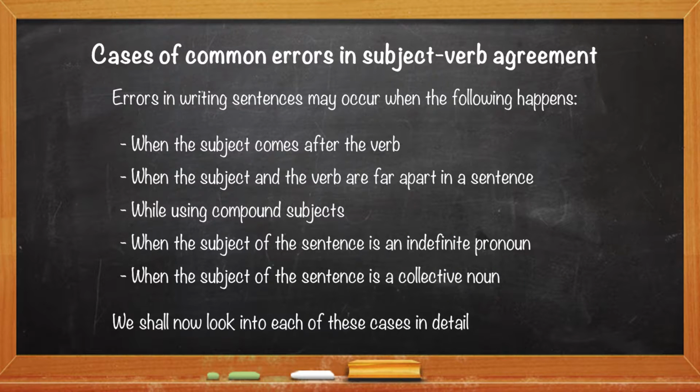Look at this slide and try to understand the rules. Cases of common errors in subject verb agreement. So, when do we make errors in subject verb agreement in written sentences? When the subject comes after the verb, when the subject and the verb are far apart in a sentence, while using compound subjects. So, these are the common pitfalls. When the subject of the sentence is an indefinite pronoun, and when the subject of the sentence is a collective noun. So, these are the areas where errors may occur while writing or speaking.